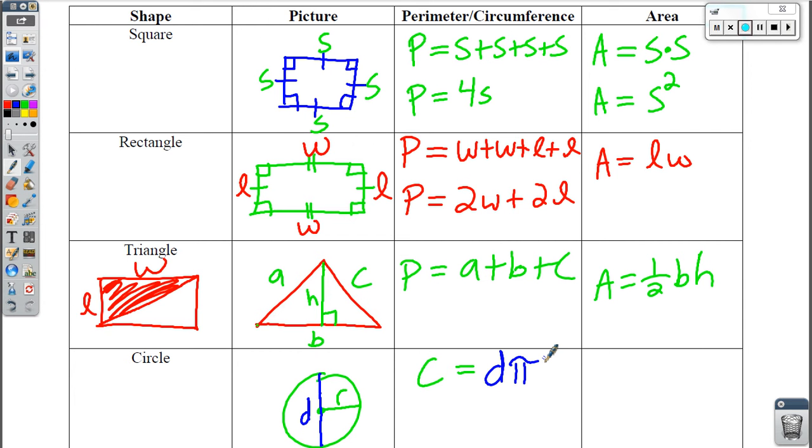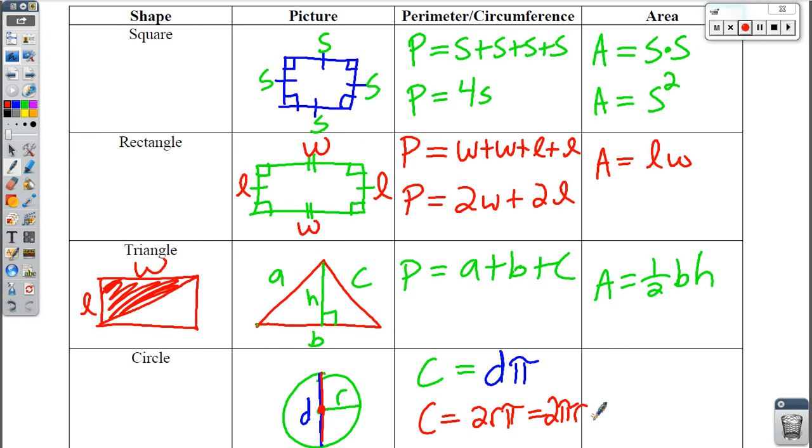Well, if we look at the diameter, this is really just two radii stuck together. So the diameter is really one radius going up and one radius going down there. So we could also say that the circumference is, instead of having the diameter, just 2 times the radius times pi. Now it doesn't really matter, but often this is written just as 2 pi r.